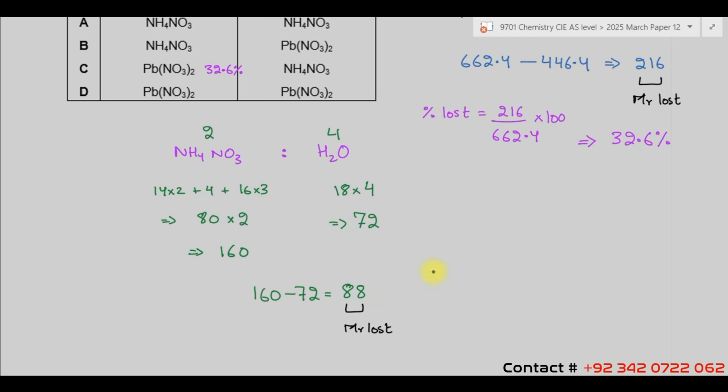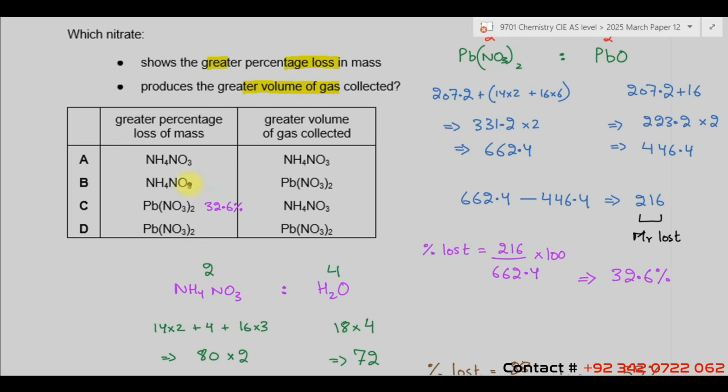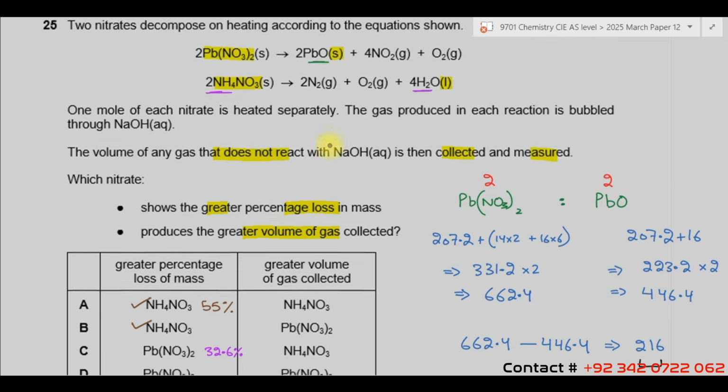Again, we can find the percentage. So percentage lost is MR divided by total MR into 100. So this one is 55%. So we have 55% for ammonium nitrate and 32.6% for lead nitrate. So greater percentage lost is shown by ammonium nitrate. Now the second thing is the volume of gas collected. Let's see.